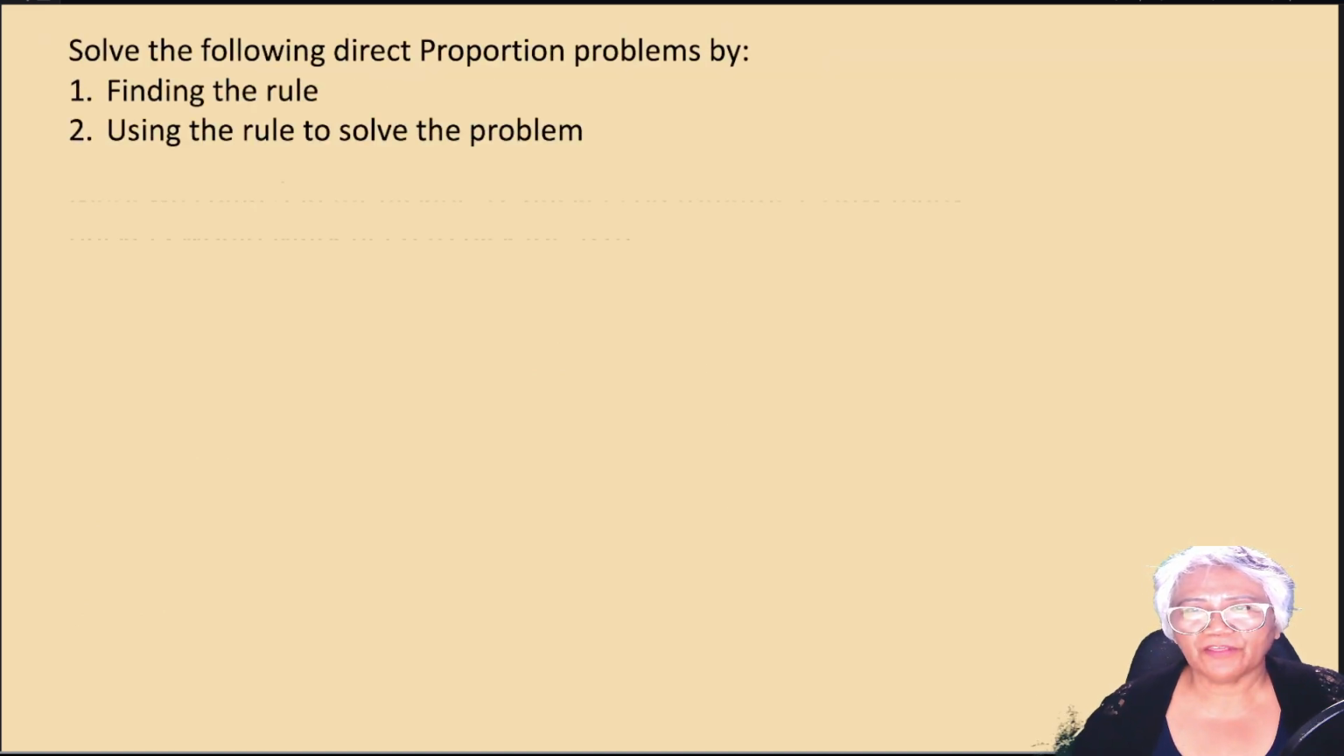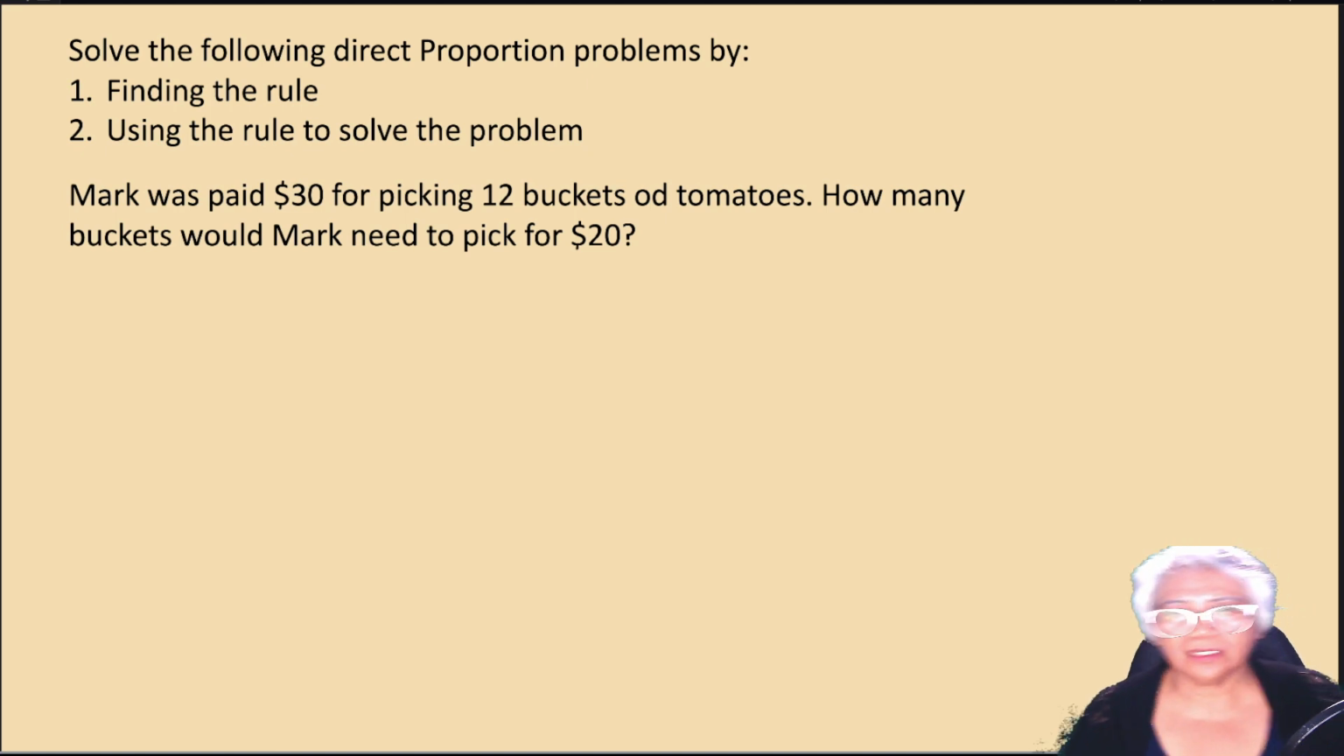All right, so let us go to the next sample problem. Mark was paid $30 for picking 12 buckets of, sorry about that, of tomatoes. How many buckets would Mark need to pick for $20? All right, so firstly is the rule. Again, it's the rule we're looking for. So y equals mx plus c. So obviously here the c would be 0.